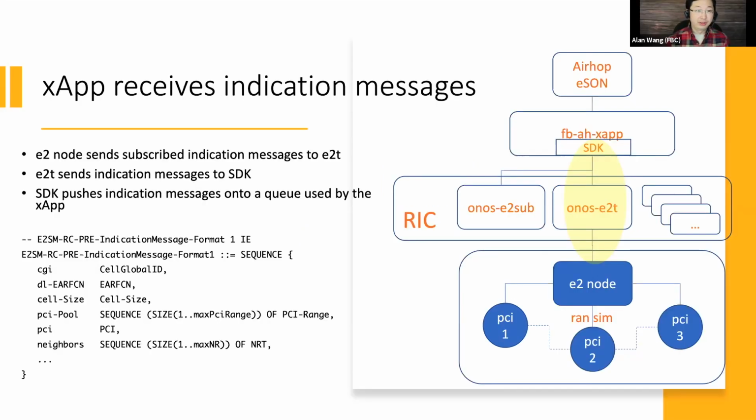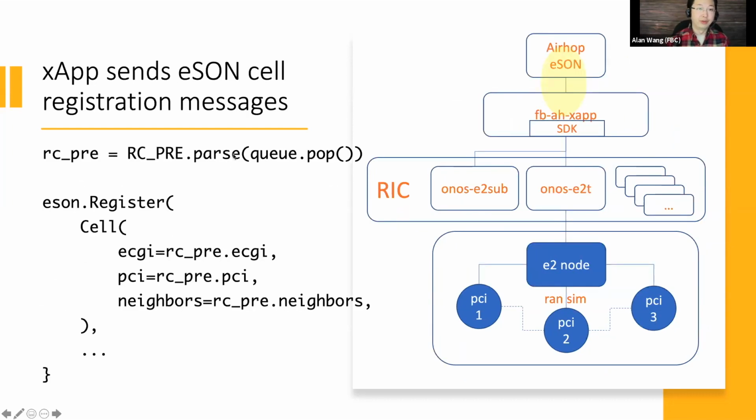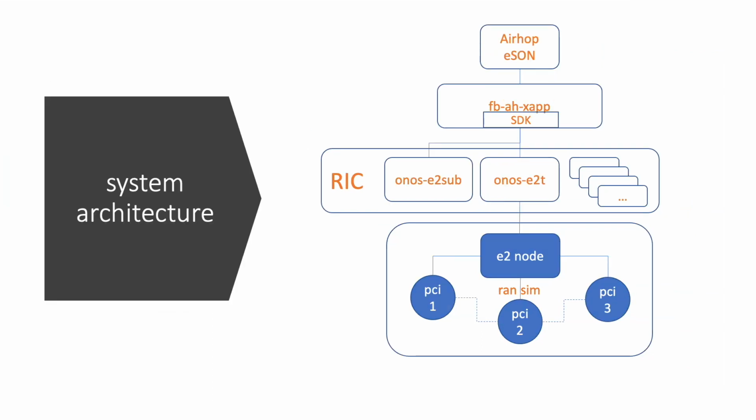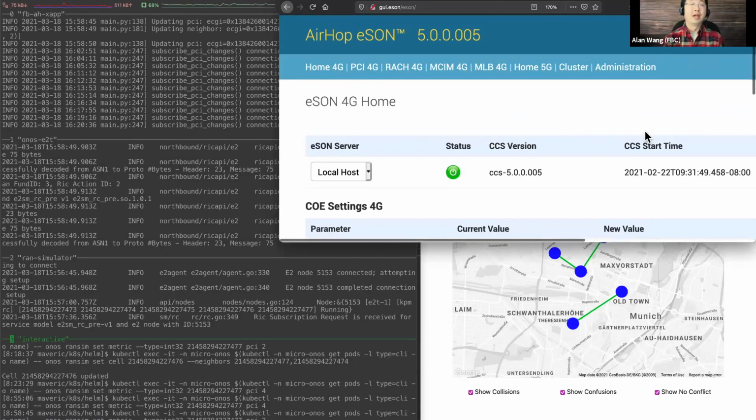After the indication messages are pushed onto the queue, the way that the SDK presents the data is that you can pop the data off the queue. So this snippet of code essentially shows you pop off the queue, you parse it, and then you have the parsed message here. And for this particular use case, we want to pass it to the Airhop ESON service. So we just simply register ESON, and then we create the cell with the ECGI, the PCI, and neighbors. So this is the Airhop ESON UI.